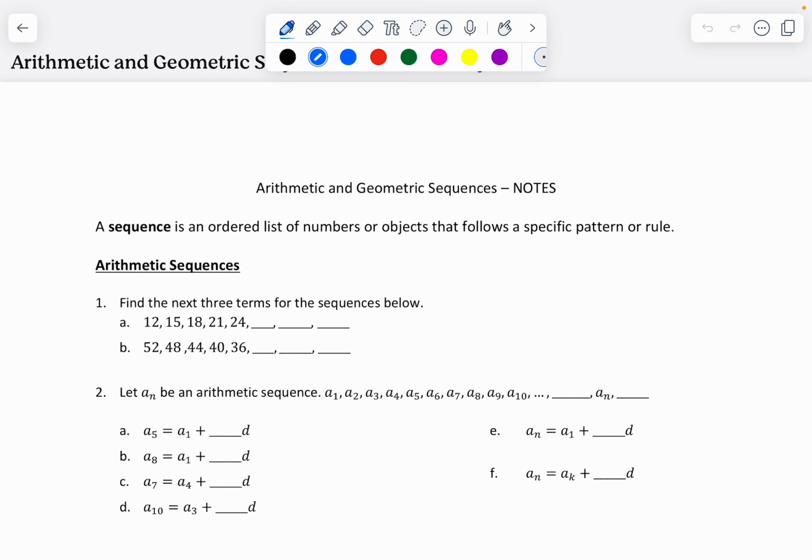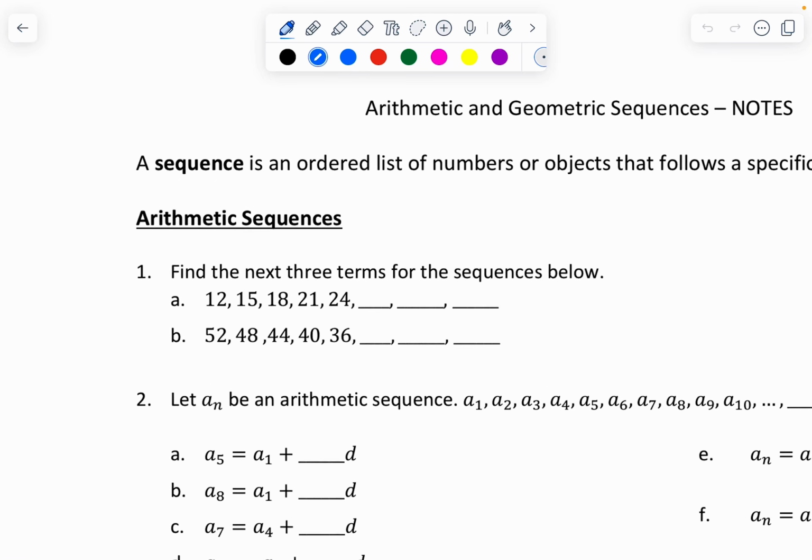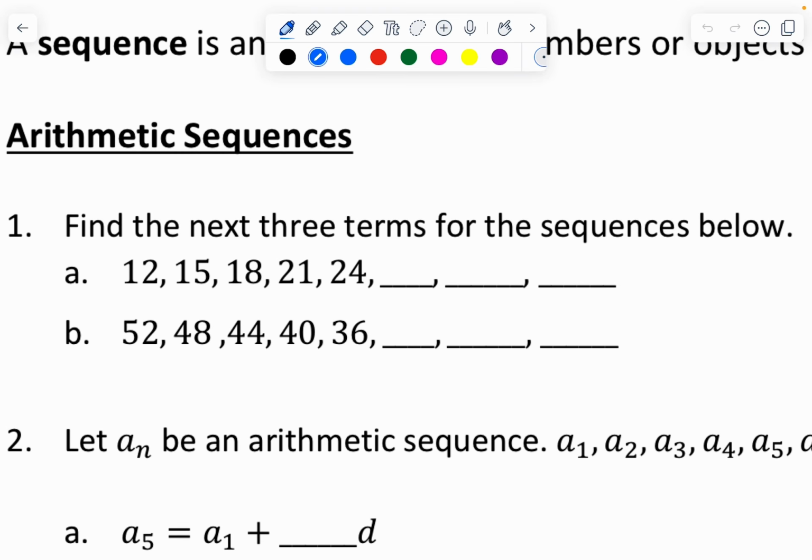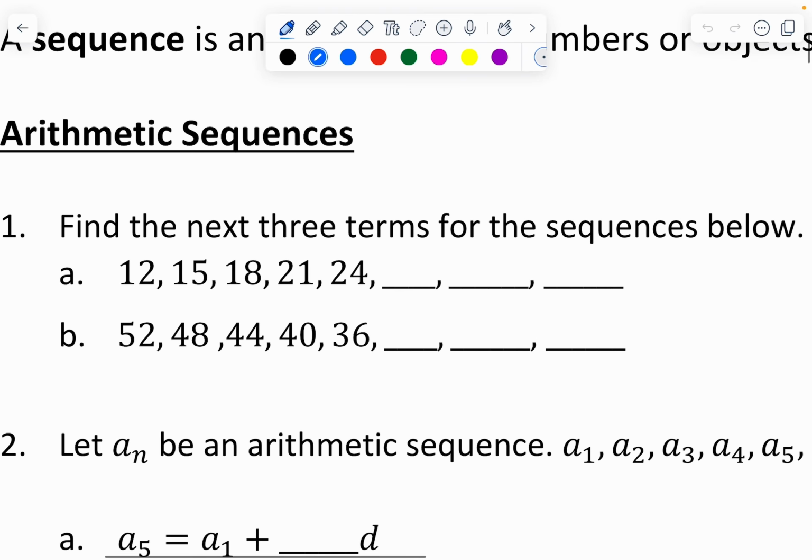Okay, so a sequence is an ordered list of numbers or objects that follows a specific pattern or rule. So basically, in our world, it becomes a list of numbers, okay? And they have a particular sequence. So we can look at this one, find the next three terms. So when I see this, I see 12, 15, 18, 21, 24. Hopefully you have recognized the pattern. We are adding 3 each time, and so then I get 27, 30, and 33.